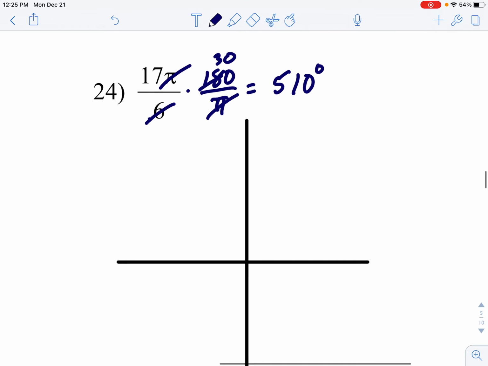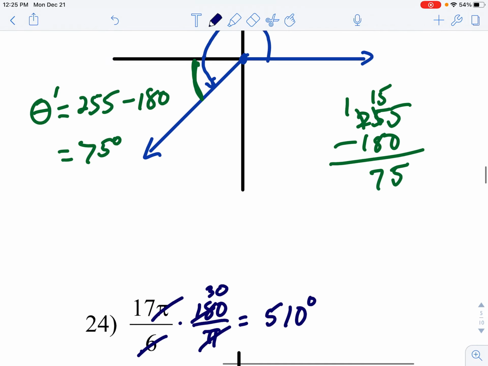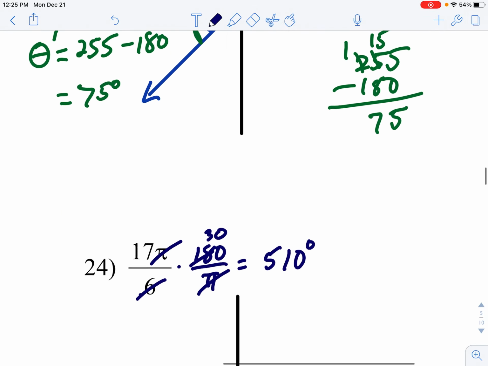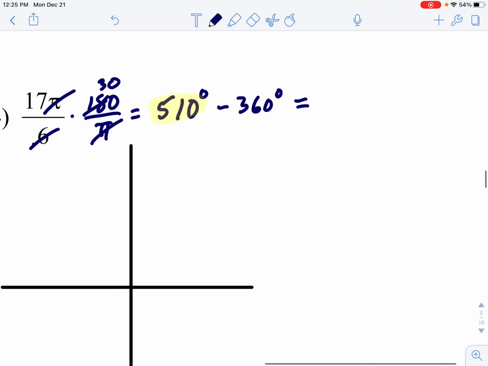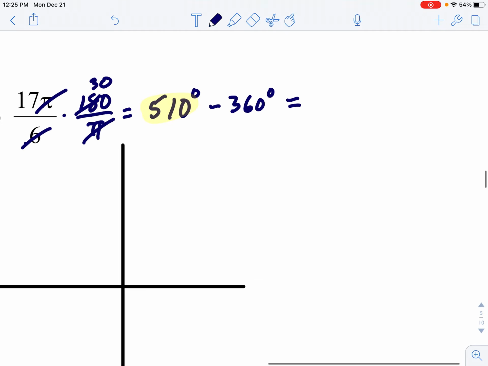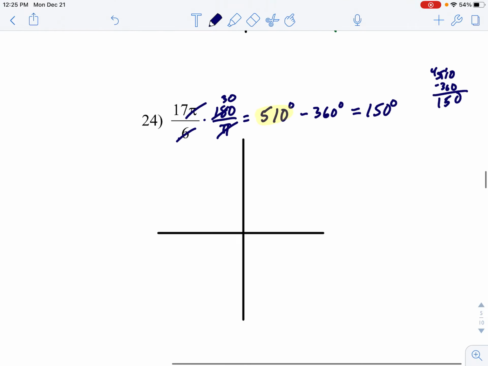Now, before I go ahead and graph 510 degrees, I'm going to do the little trick that I did up here where I subtract off 360. If I subtract one complete revolution, I'm going to get a number that's a lot easier to work with. So 510 minus 360 is 150 degrees. So the angle that I need to graph is 150 degrees.